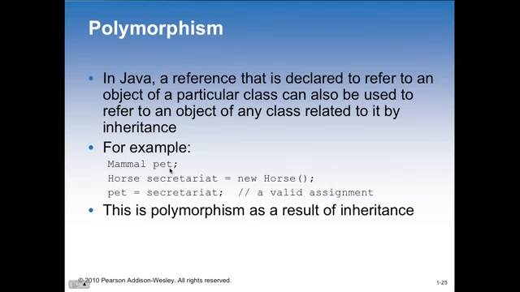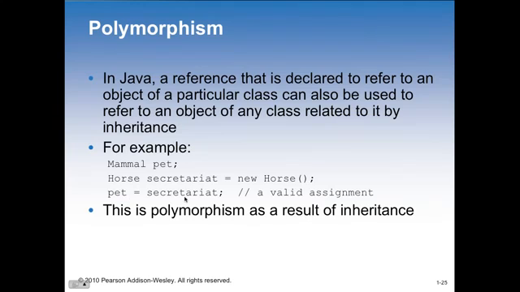We have Mammal pet. I'm going to assume that you have some programming experience, hopefully in Java, though you don't have to. We're making a new instance of this particular object and calling it pet, and the data type is Mammal. Then we have Horse secretariat, that's going to be equal to new Horse, creating a horse. And then pet is going to be equal to secretariat. Well, we made a horse, but a pet and a horse and a mammal, through inheritance, are of the same object type. It's just that a mammal can be a horse. So this is going to work for us.